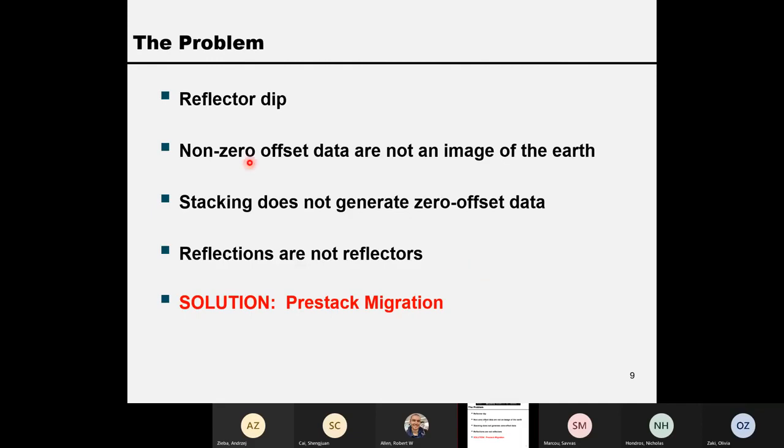So for these problems, what do we do? The solution here is called Prestack migration. So we do not separate the processing into sequential steps with stacking and the post-stack migration, but we should do it in one go, Prestack migration. This is the concept.